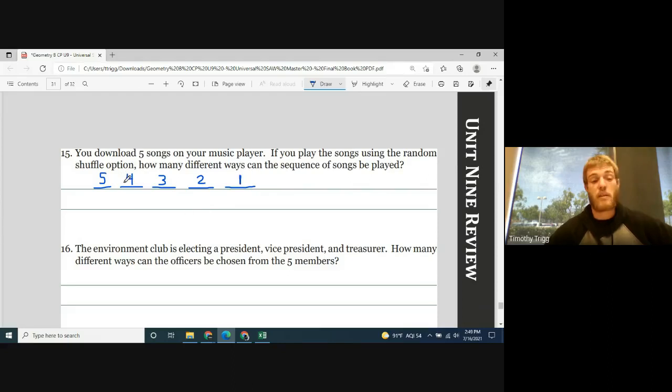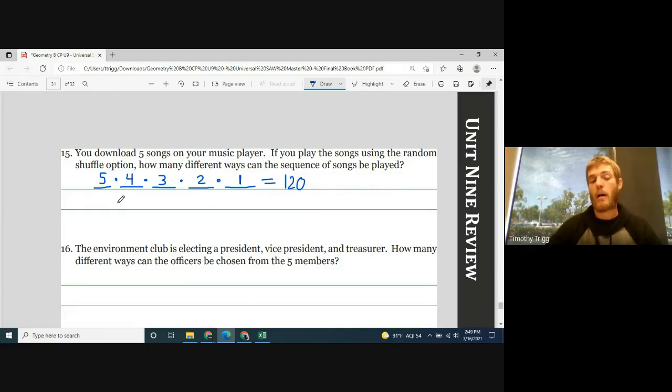Based on the fundamental counting principle, you just multiply those together to get the total number of possible sequences of these songs. So 5 times 4 is 20. 20 times 3 is 60. 60 times 2 is 120. So there's 120 different ways that these songs can be played.